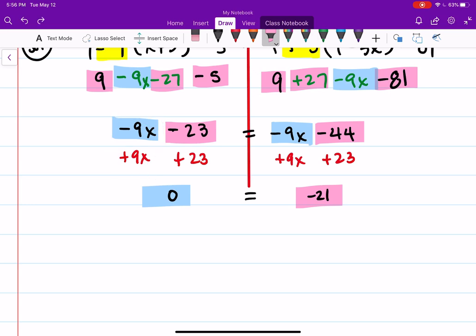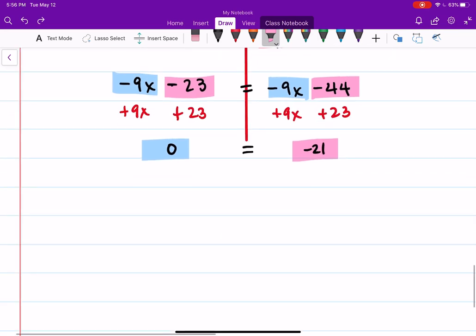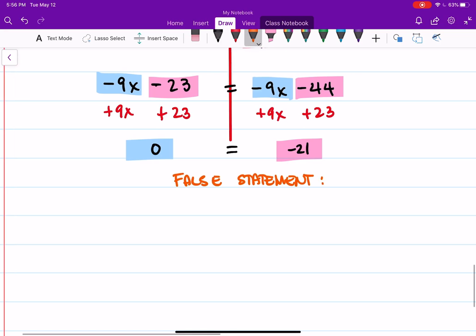All right. Now, whenever I have this, this is what I call a false statement. Meaning, is 0 ever equal to -21? No, 0 is never equal to -21. So therefore, since it's a false statement, that means there is no solution.